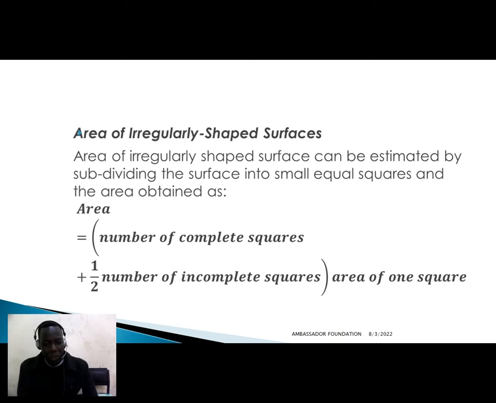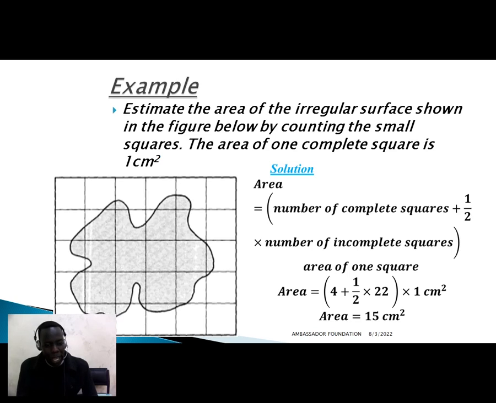Knowledge, it is still approximation now. This one is now an approximation method. So first of all, I will show you. Look at what I have there. It is very, very irregular. It looks like the shape of a bacteria. And this is how we do it.